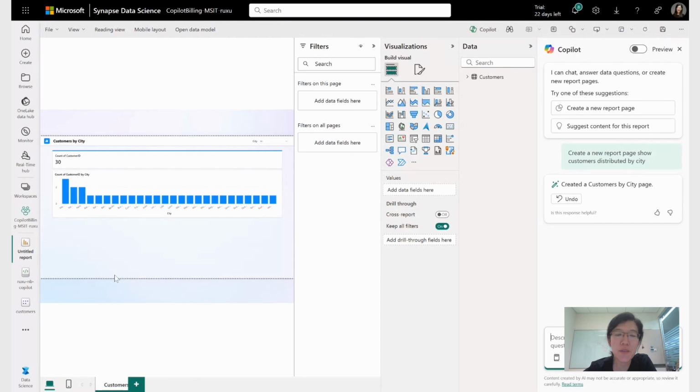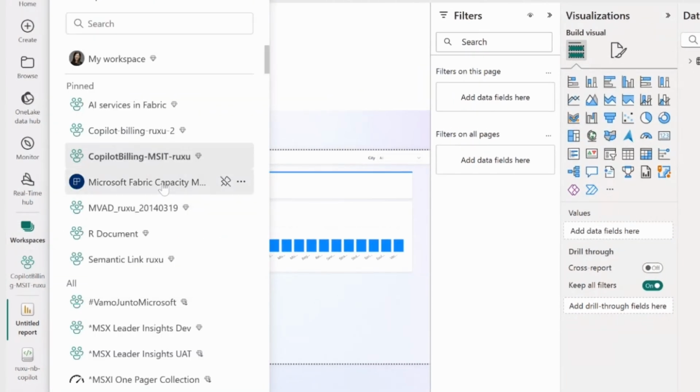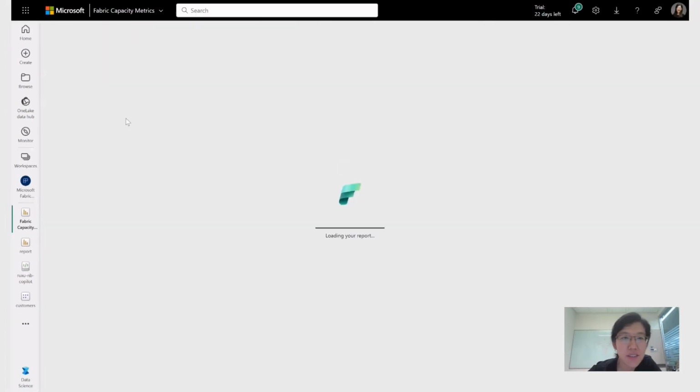Just to recap what I've done: I have used the data Copilot in the dataflow to import some data. I have used Copilot in the notebook to do some data exploration, and I used the Copilot to generate a Power BI report. Now let me go back to my capacity metrics app to see my usage here.